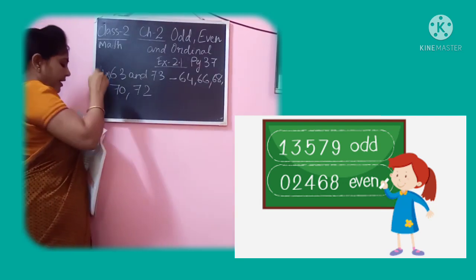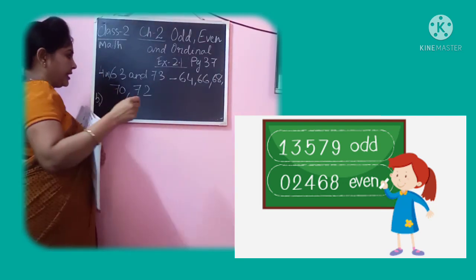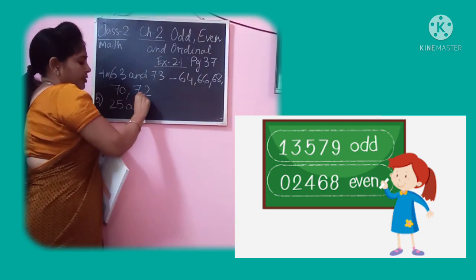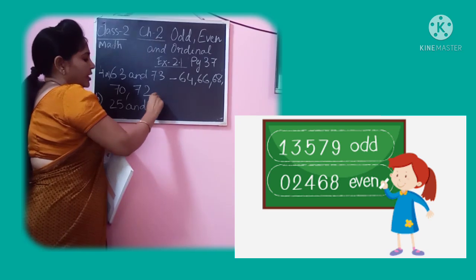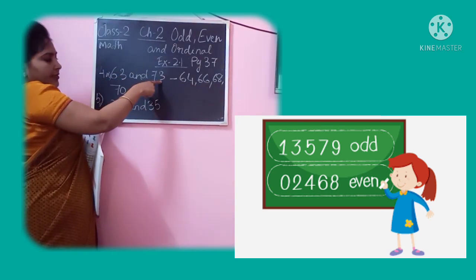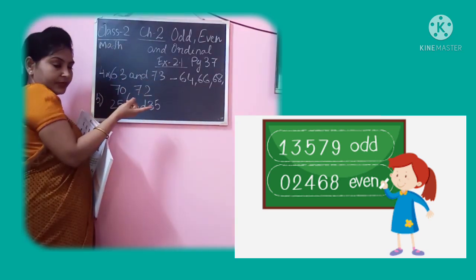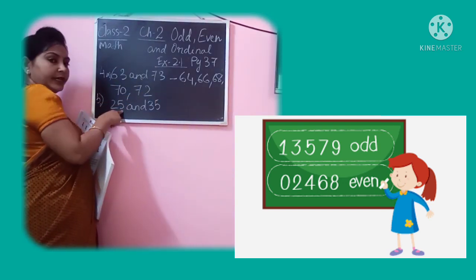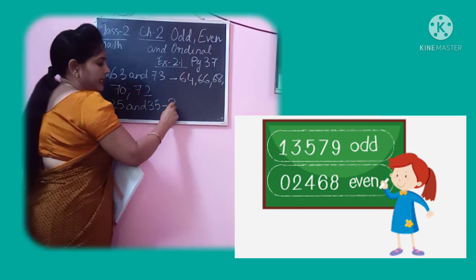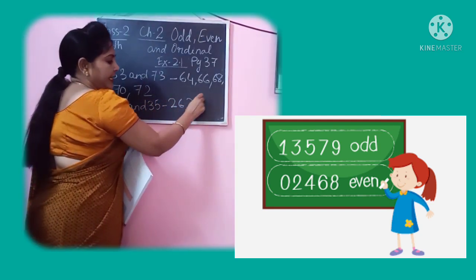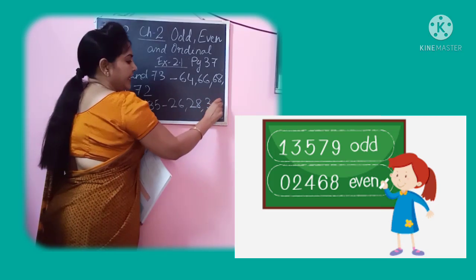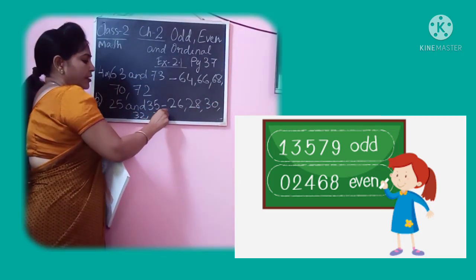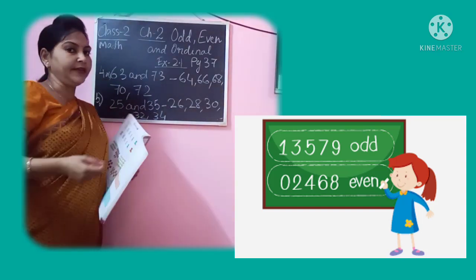Then this was 4A. Then 4B. What is it? 25 to 35. Between this, you will not count 63 and 73 because they are odd numbers. So you have to write from 64. Similarly, here it is 25. You will write from 26, 28, 30, 32, 34. That's all. These are the even numbers.